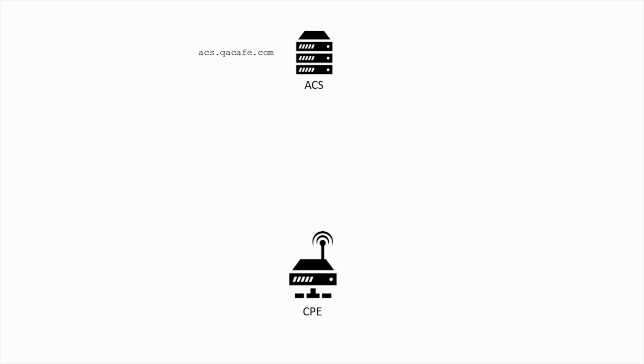TR69, the CPE always initiates a session. When making first contact with an ACS, how does it know the ACS URL it's supposed to contact? There are three mechanisms suggested in TR69 to do this. The first is that the CPE has its bootstrap ACS pre-configured by factory default. This is usually the case with CPE that are deployed by a service provider.